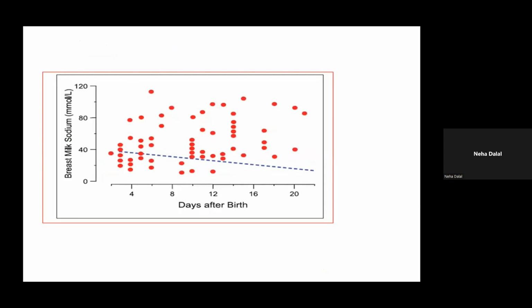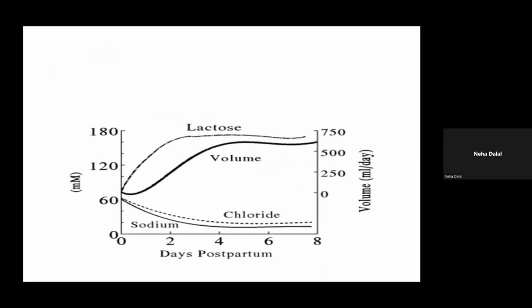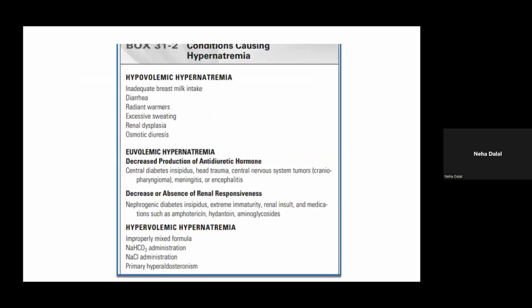This scatter plot is for breast milk sodium content, which clearly depicts that the initial 4 days have higher sodium content, and as time increases, the breast milk sodium content decreases. Only the sodium and chloride values decrease as time increases in breast milk, but other values like breast milk volume and lactose content increase tremendously.